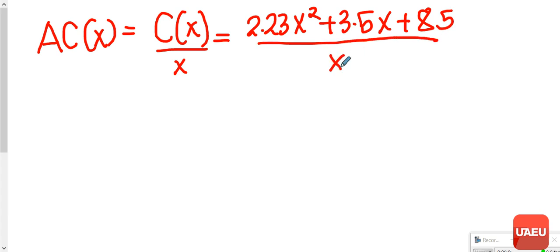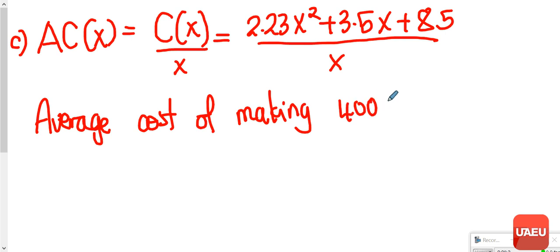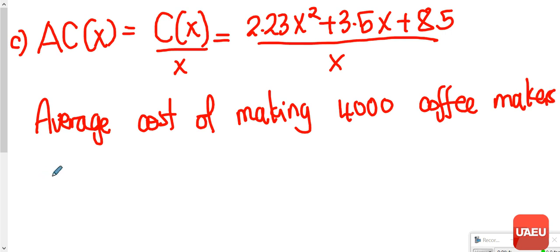So if you want to simplify, you can, but at this present moment, we are not really interested in doing that. So our objective in this exercise, part C, is to find the average cost of making 4,000 coffee makers. Now, what is important here? Why am I emphasizing this? I want you to know what is the X. You need to know what is X.